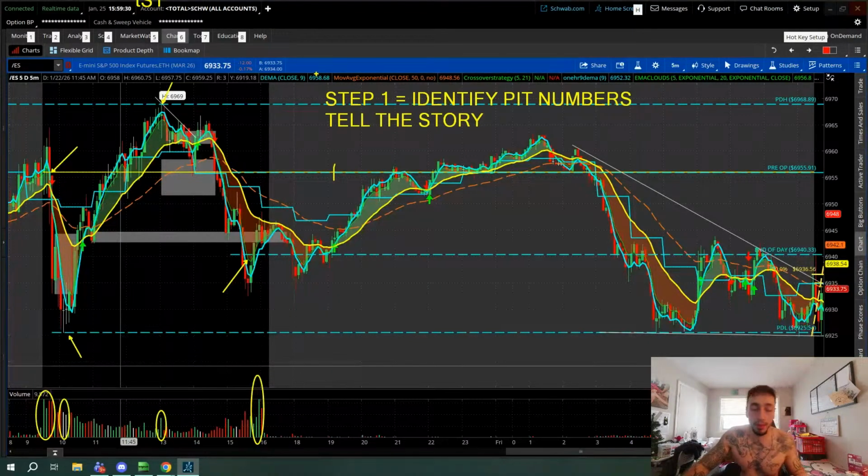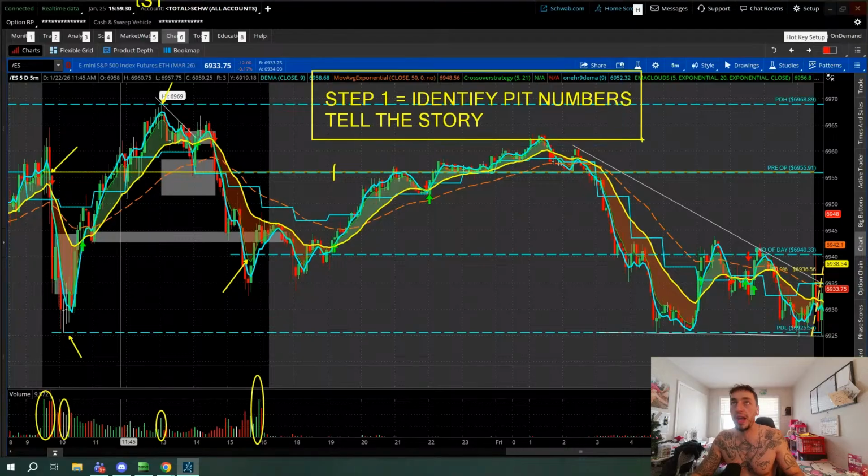All right. So step number one is identify the pit numbers. Okay. So now that we understand the pit numbers, we got to go. Market's going to open up. We're opening up right next to PDL. So once again, I got to find opportunity. So for me to do that, I'm going to play some scenarios over. It's going to be a bullish scenario and there's going to be a bearish scenario.